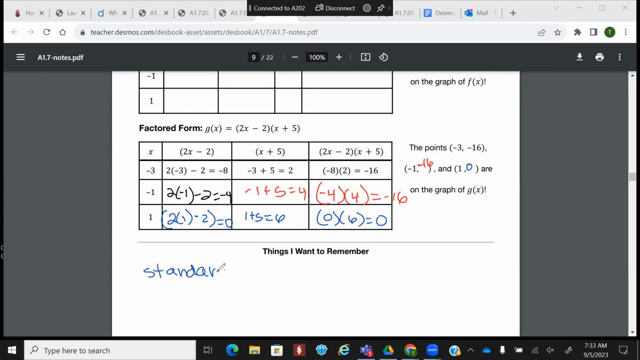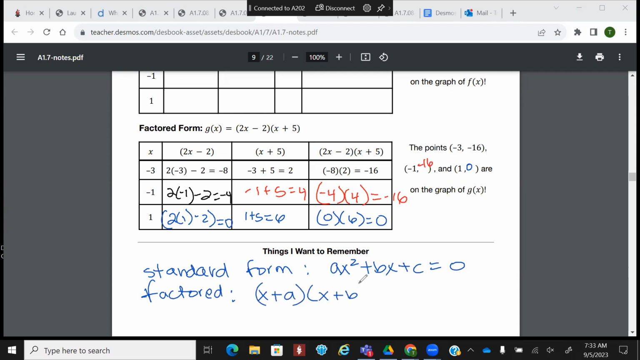Standard form is going to be ax squared plus bx plus c equals 0. Factored form is going to look like x plus a times x plus b. Okay, you could also say x minus a times x minus b. That's fine too. We're going to see what that means in just a second. Remember, factored form is going to give us our x-intercepts.